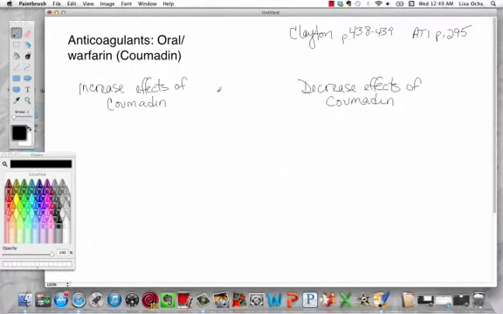I'm going to group these foods and drugs into things that increase the effects of Coumadin and things that decrease the effects of Coumadin. So remember, if something increases the effect of Coumadin, then they, in essence, increase the risk of bleeding. And if something decreases the effects of Coumadin, they increase the risk of clots. Okay?